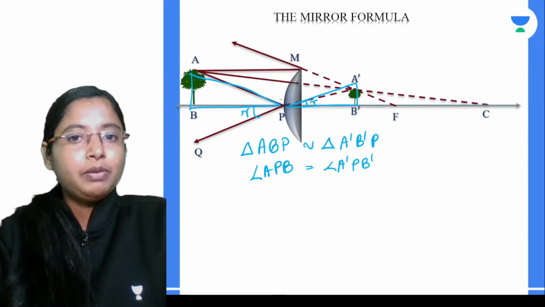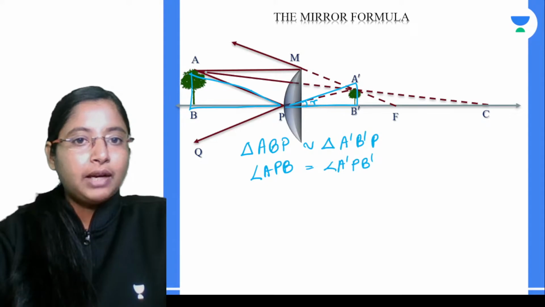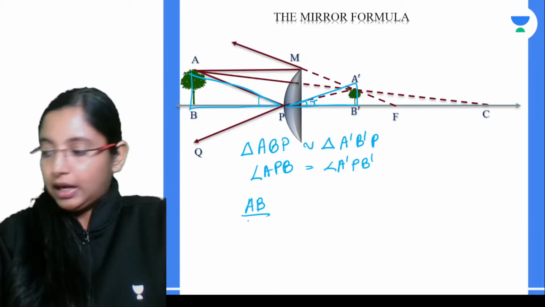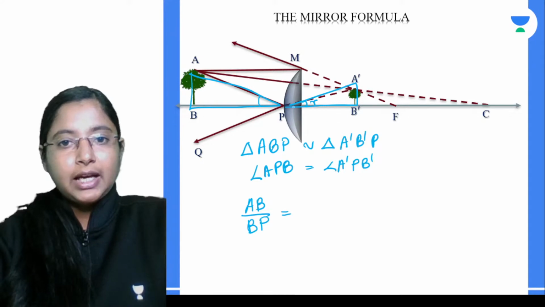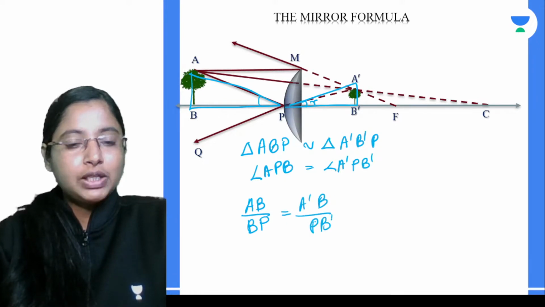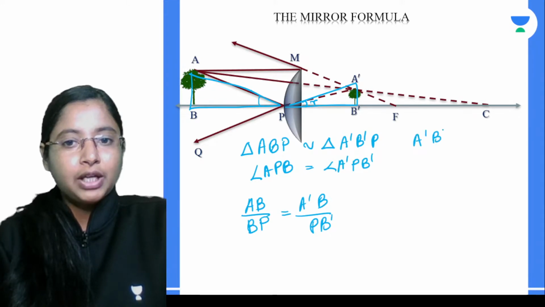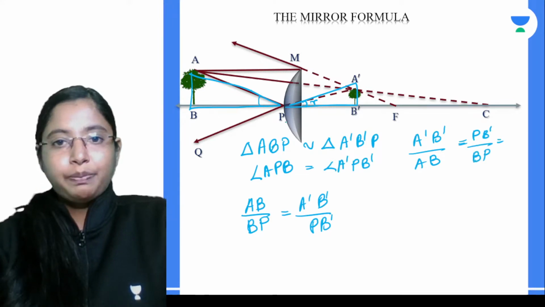Again, the same consideration as we did earlier. What are we going to do? We are going to take tan of the angle. For this triangle, if you take tan of the angle, you will get AB by BP. For triangle A dash B dash P, tan of this angle will be A dash B dash by B dash P. So we can rearrange this and write A dash B dash by AB equal to PB dash divided by BP.